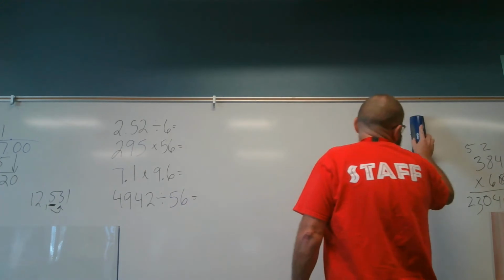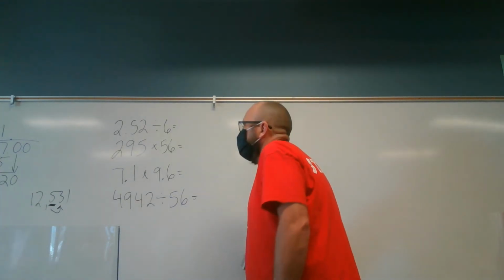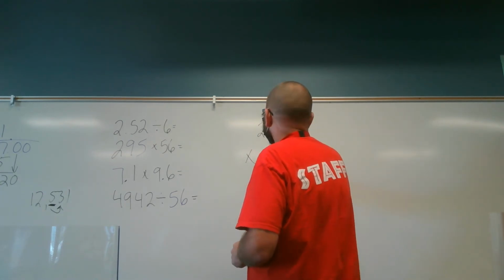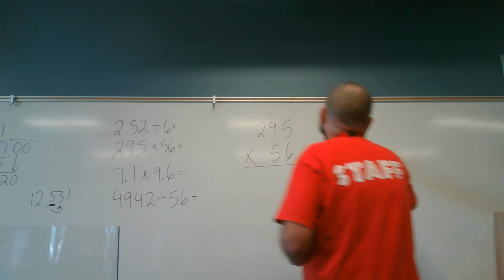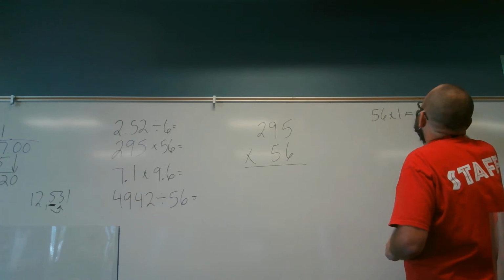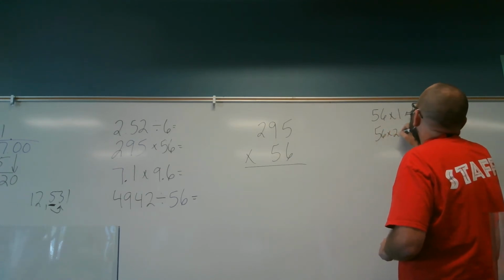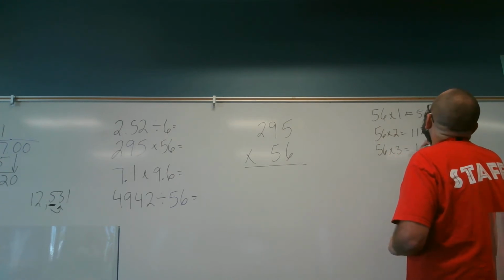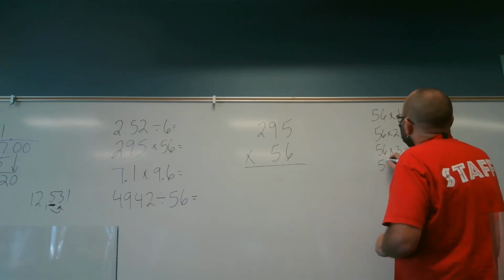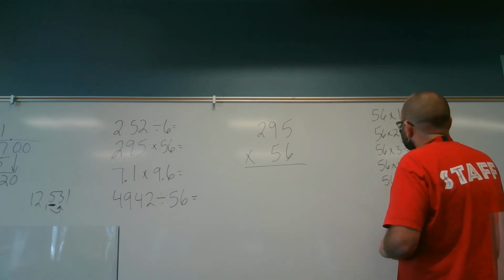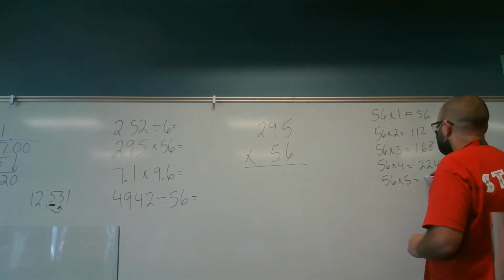Let's see. We have a 3-digit factor multiplied by a 2-digit factor. We've got to put our multiples of 56. So 56 times 1 equals 56. 56 times 2 equals 112. 56 times 3 equals 168. 56 times 4 equals 224. 56 times 5 equals 280.